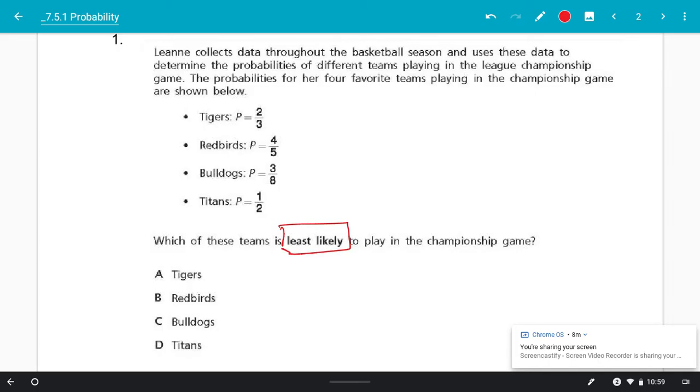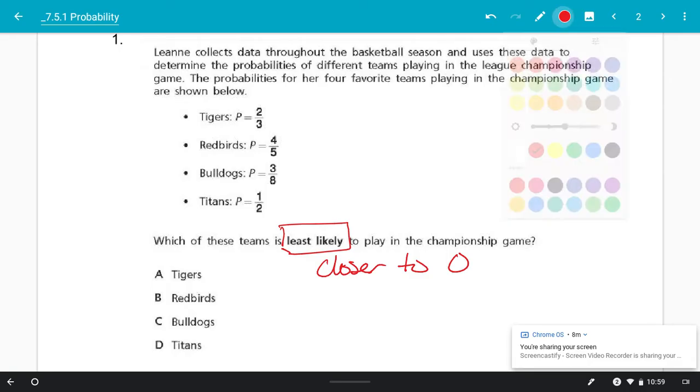So we have to remember that our probabilities are always going to be between 0 and 1, with 0 being impossible and 1 being certain. So the least likely, we want our answer to be closer to 0. Excellent. Now, for all these fractions, they have different denominators, so the best way to compare these numbers would be to look at them as a decimal.